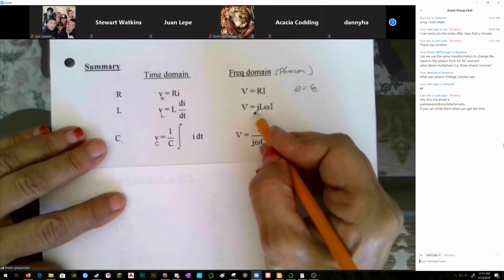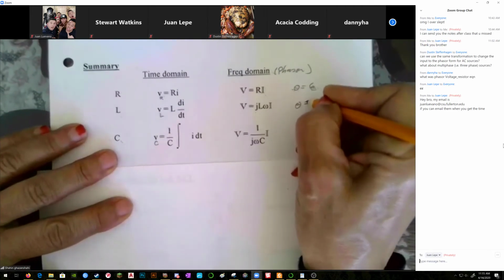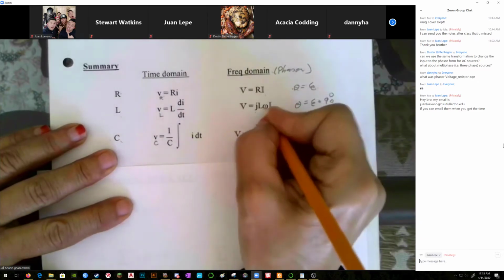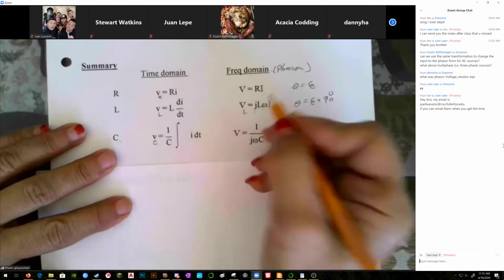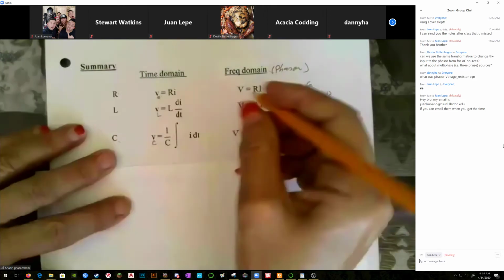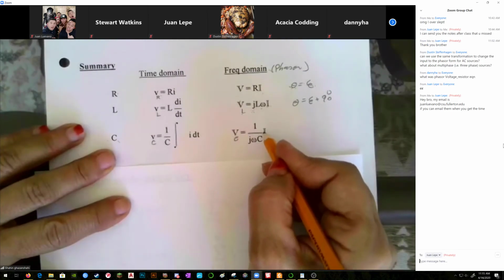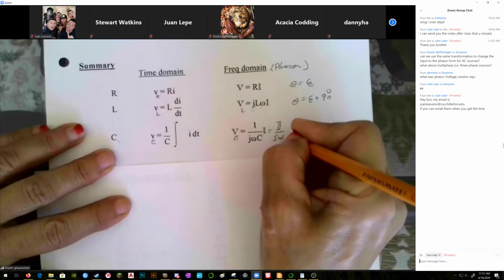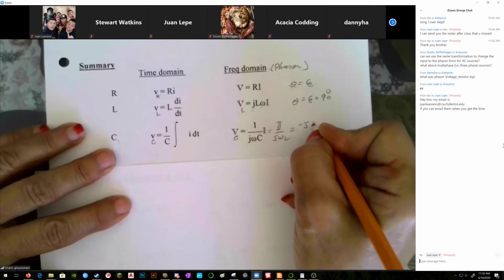For inductors, this j is equal to 90. So the angle of the voltage is the angle of the current plus 90, because j is equal to 90. So the phasor voltage is j L omega I. You need to memorize it. You need to know this to do the problems. For capacitors, we show that V of C is the phasor current divided by j omega C.